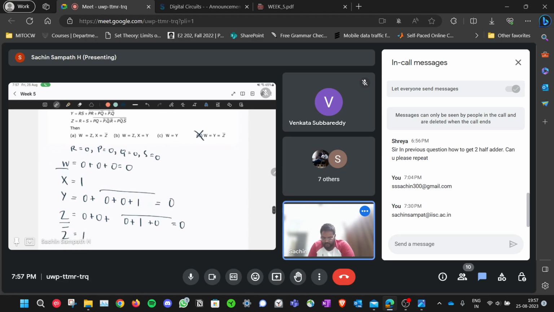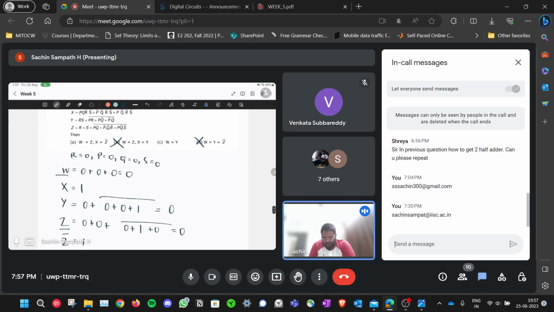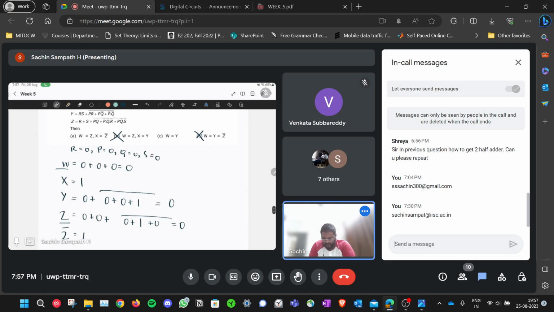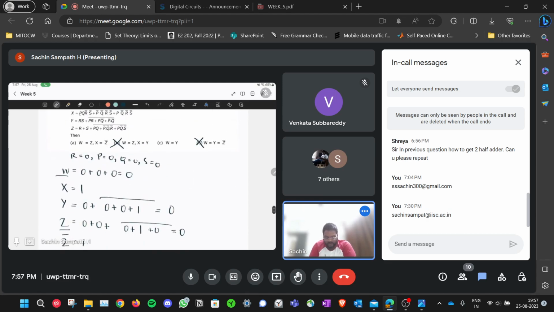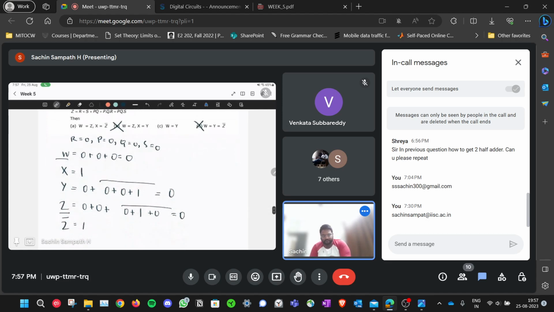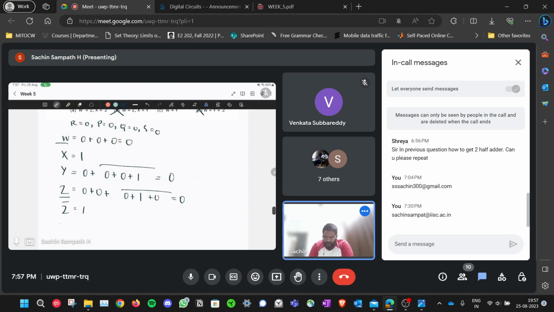Then from this x is 1 and y is 0. So x is equal to y can't be true. So it should be one of the other two options. Now just from this, you can't really tell which one it is. So you could try giving another input combination. Let's try p is 0, q is 0, r is 0, s is 1.